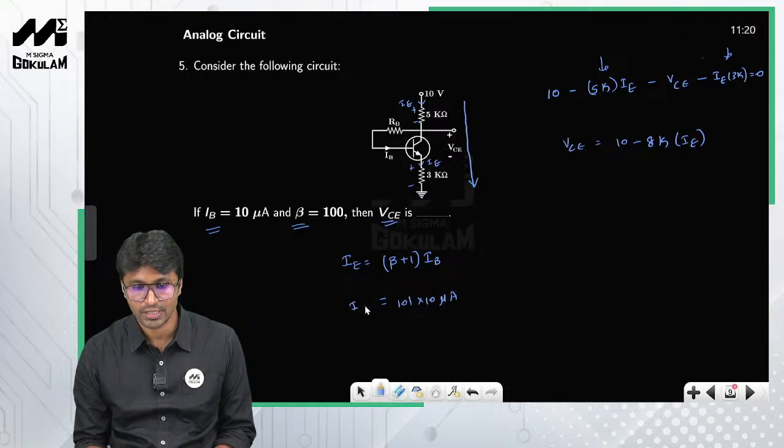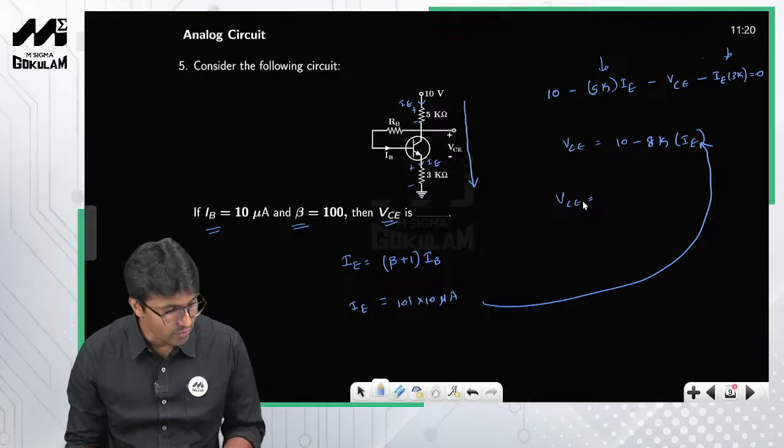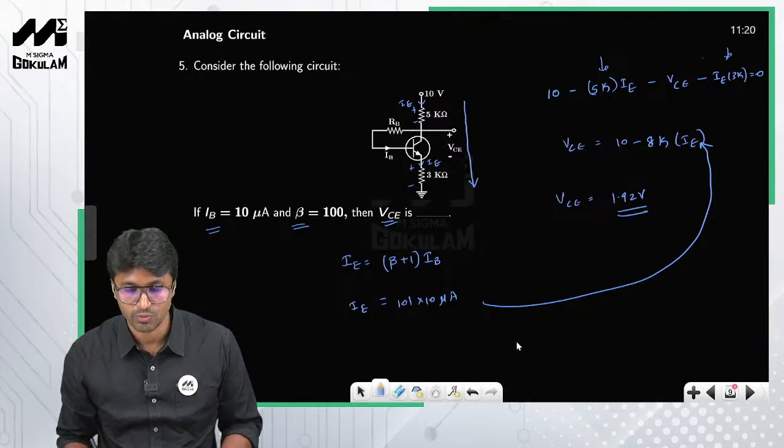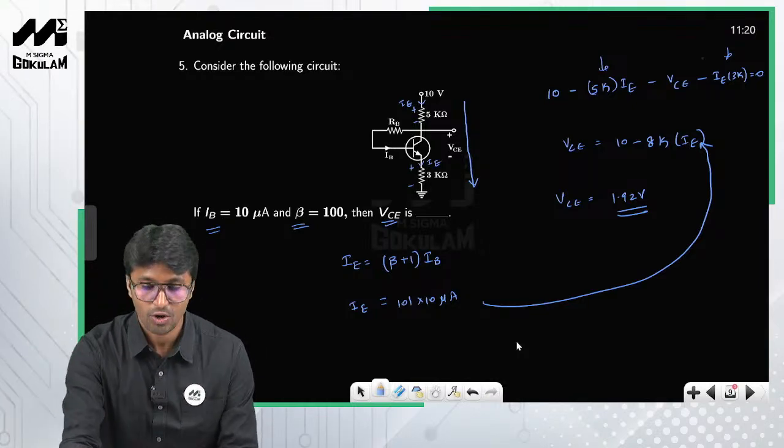So therefore this is the value of IE. Just substitute into this equation and solve for VCE. We have already solved this, it comes out as 1.92 volt, right? So this is again a very simple problem from analog electronics, right?